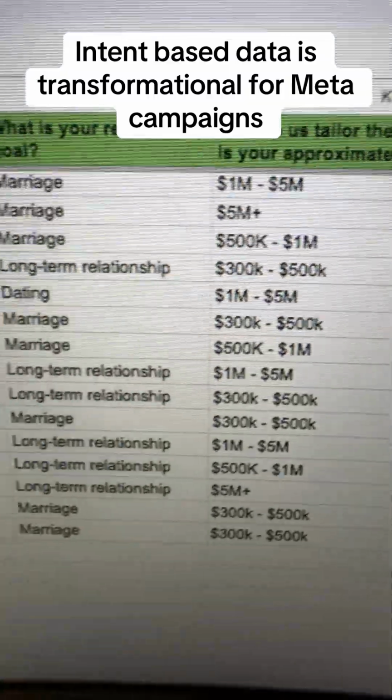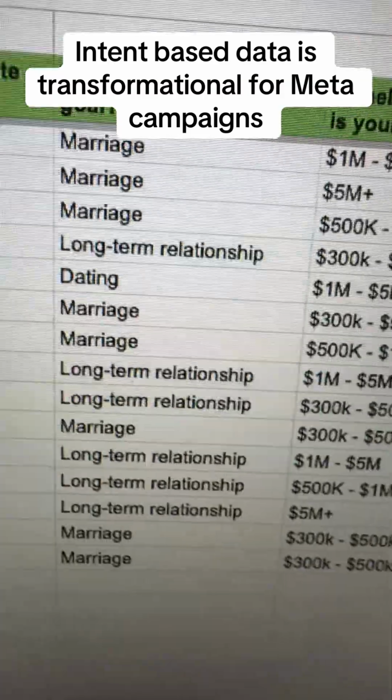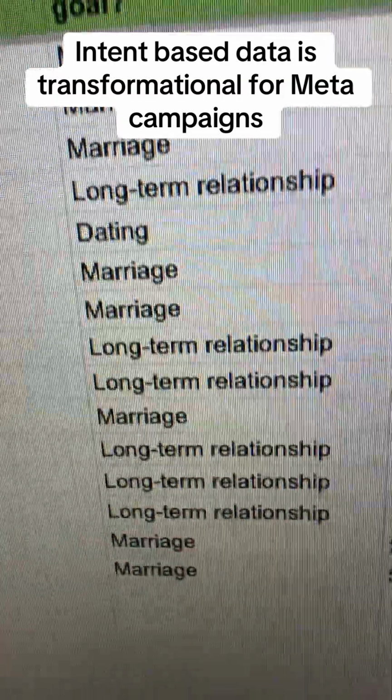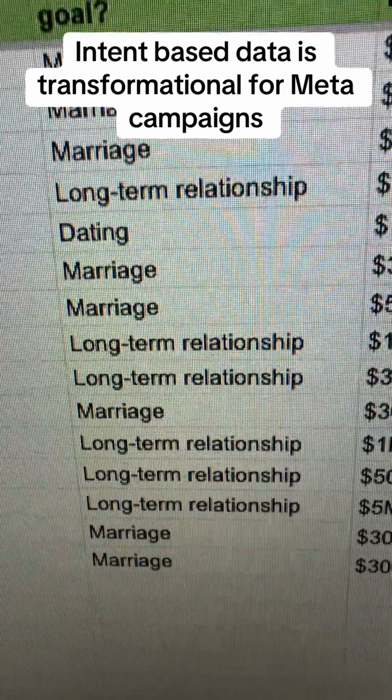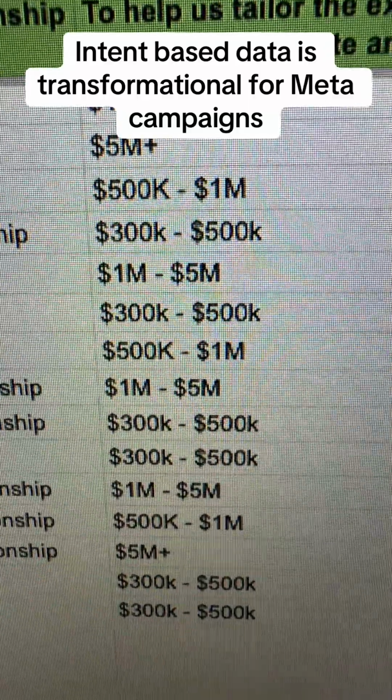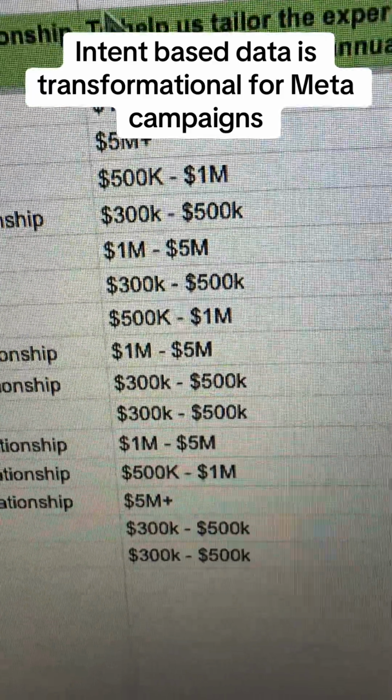Okay, so these are the goals of the people. It's a matchmaker, so they want people that are interested in long-term relationships, marriage. Any of these are okay, but you can see there's a lot of long-term relationship and marriage in there. And most importantly, they can afford it. Here's the income. And this is much different than what we saw before.